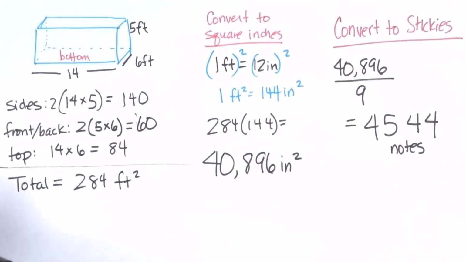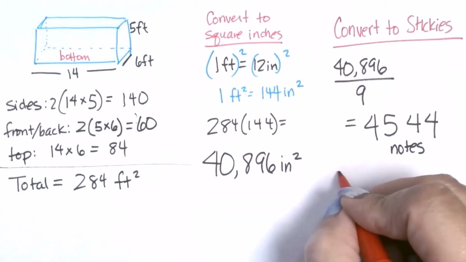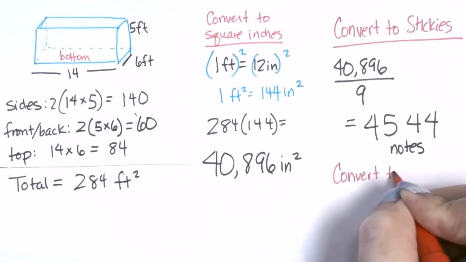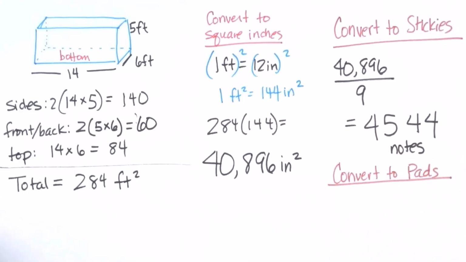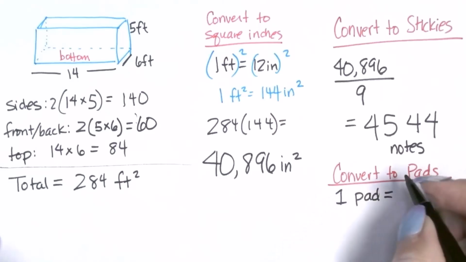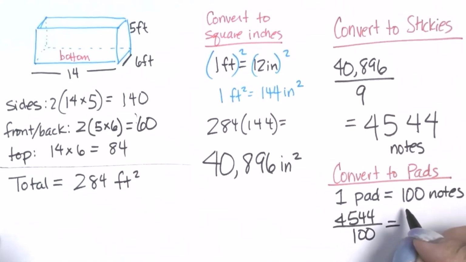Nobody buys them like that. You buy them in packs, right? And each pack has got a certain number of pads. So let's convert to pads. Now, the beauty of this is if you're really going to do it, I'm doing the math for you. You're good to go after I finish. They usually have like 100, and that's going to get you 45.44 pads.